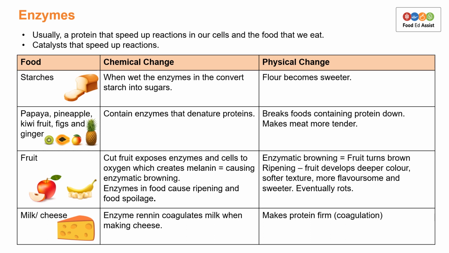Another example of an enzyme in cookery is milk and cheese. When you add the enzyme renin to milk, it will actually coagulate the milk, so it makes the milk form a solid, and that's referred to as coagulation. So it makes the protein firm, and that's the physical change.